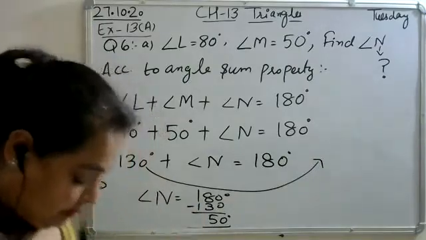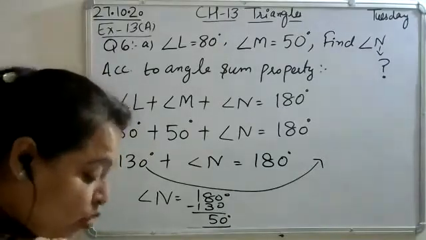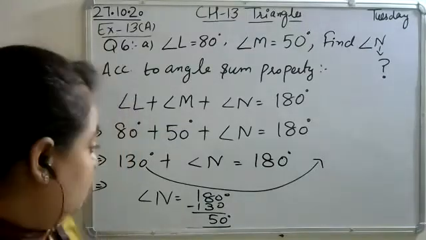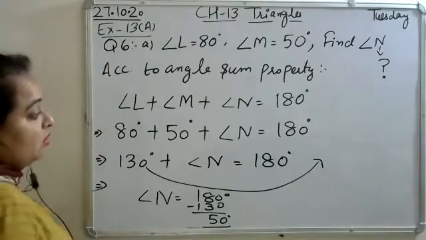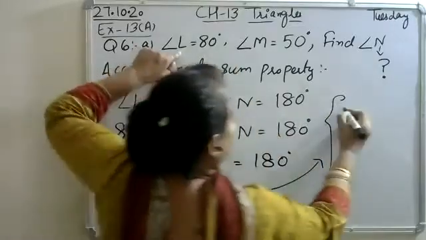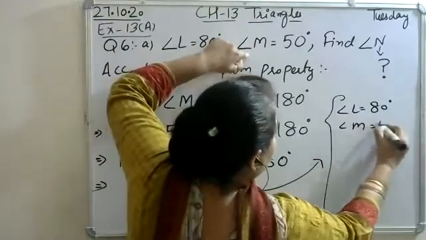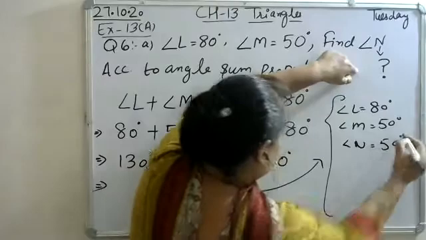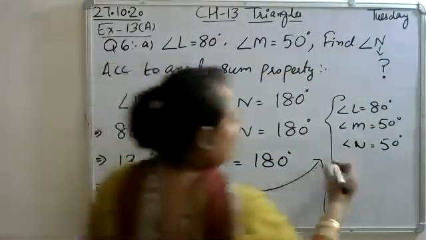Write down. And the question is not finished. Mention the kind of triangle. What is the name of this triangle? L is 80, M is 50, N is, you get 50. Now tell me, what is the name of this triangle? Very good. Acute angled.